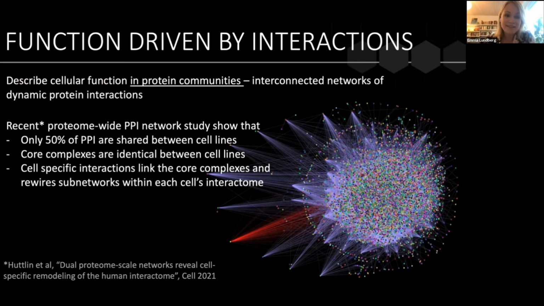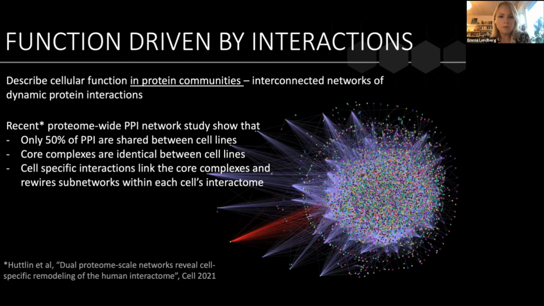These are just some conclusions from a recent paper from Steve Gygi's lab that I thought was very interesting and a good read. They built proteome-wide protein-protein interaction networks in several cell lines. The cell-specific interactions tend to link and rewire these core complexes. So it seems very important that we can build a cellular model that takes this into account and also takes into account the pleiotropic effect of multilocalizing proteins.